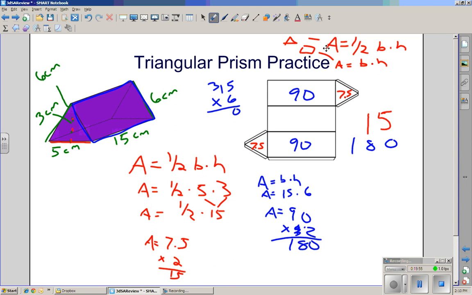Finally, I have my base of my entire shape. So my base is this bottom part right here.